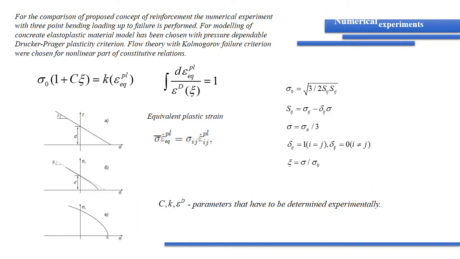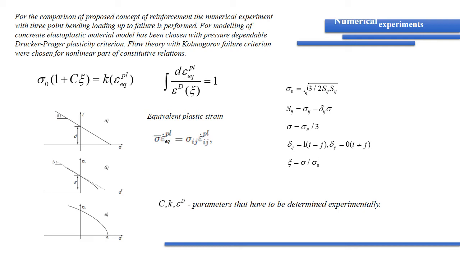Okay, so to compare this conventional plate with this one, we would like to perform numerical experiments. For numerical modeling, we choose classical plasticity with the von Mises criterion for metal parts, and for concrete we choose the Drucker-Prager plasticity criterion. Here is how it looks.